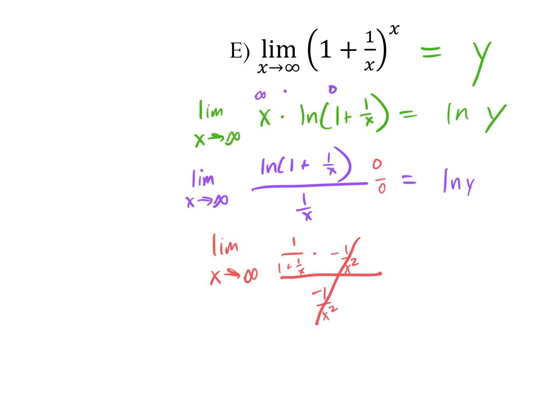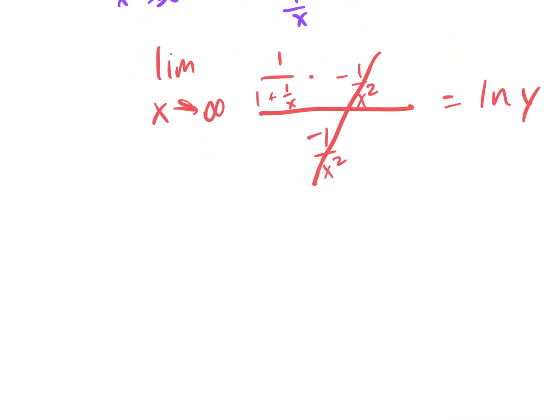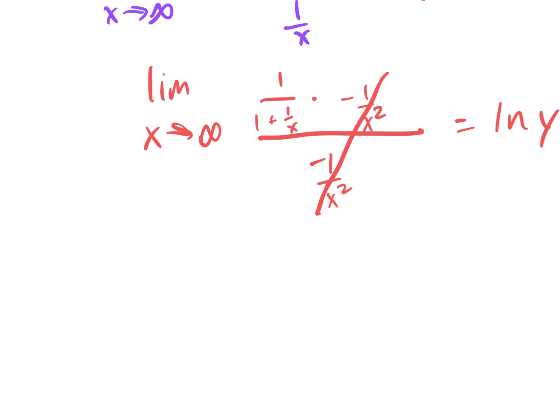What are we doing with this ln of y? Are we allowed to just, do we need to? I'd like you to take a deep breath and have some patience. So what do we got for this limit now? What is my limit? Just 1. 1 over 1 plus 0. So here we just ended up with 1 equals the ln of y.